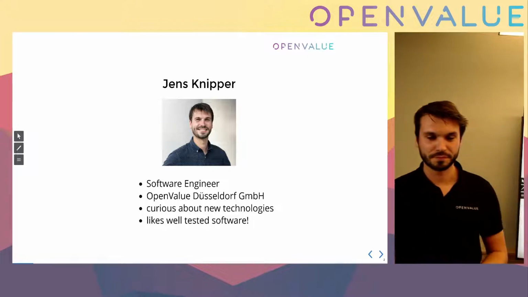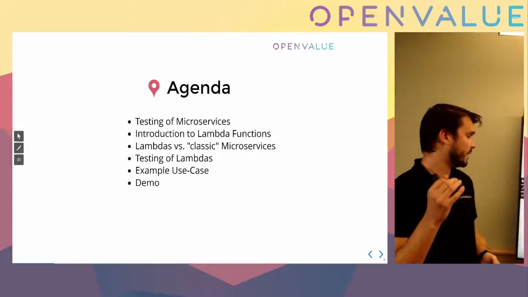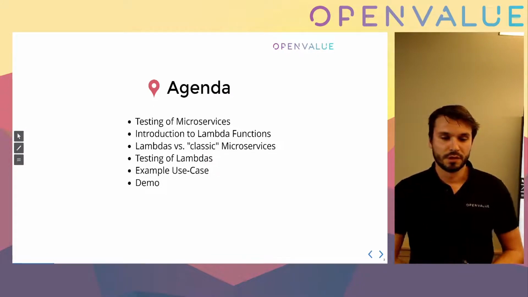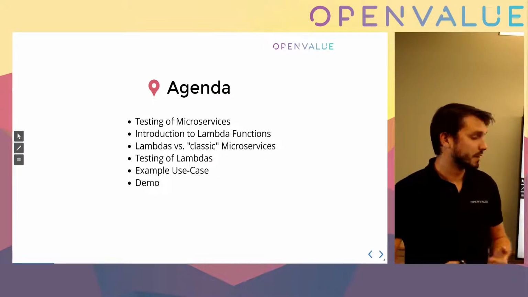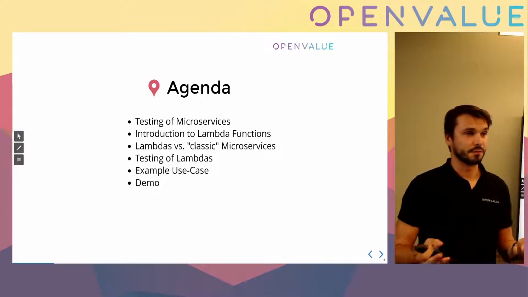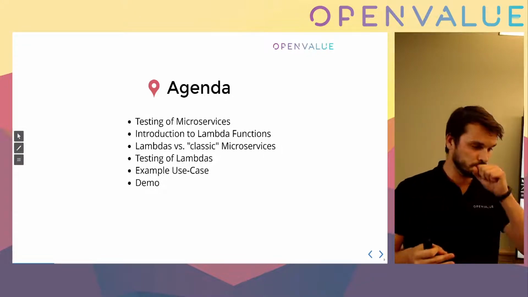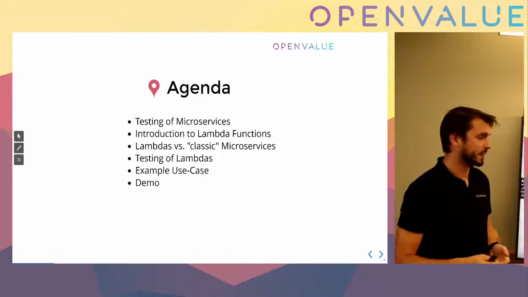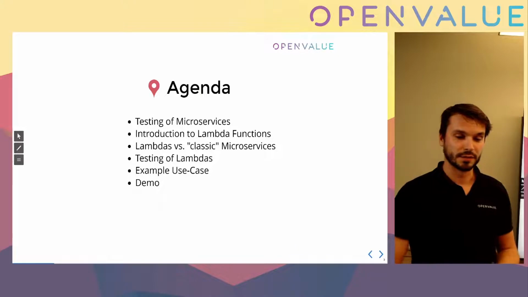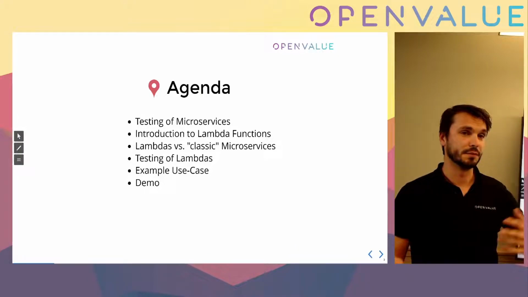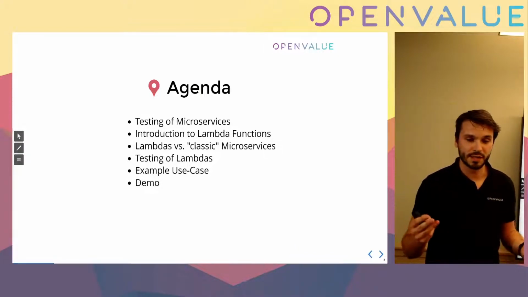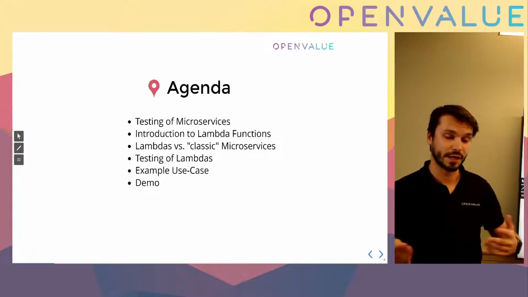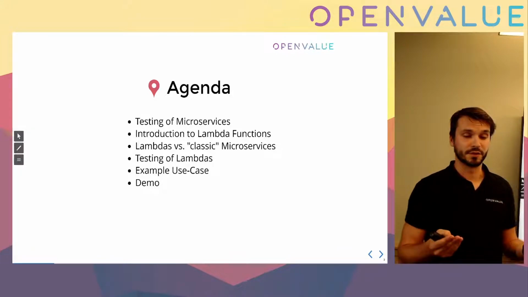So I already said a little about what we're going to do. The first part is going to be the testing of microservices. We'll have a look into how this is done. Afterwards, I'll explain what Lambdas are and give a little comparison between Lambdas and classical microservices. And we'll see that Lambdas are also kind of microservices and can actually be used in a microservice architecture.